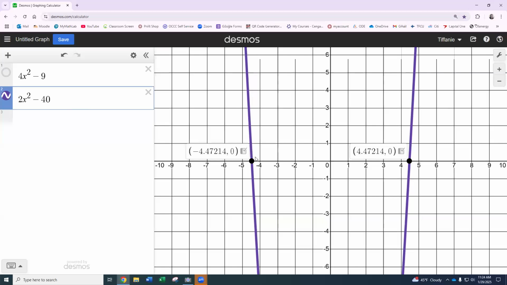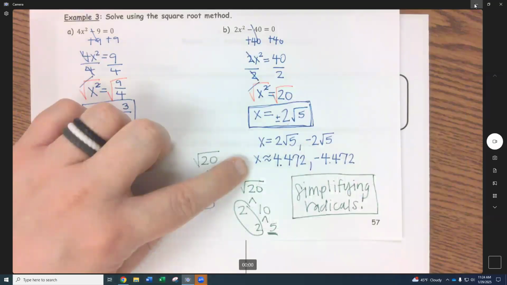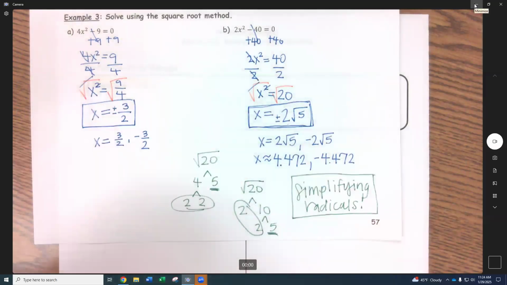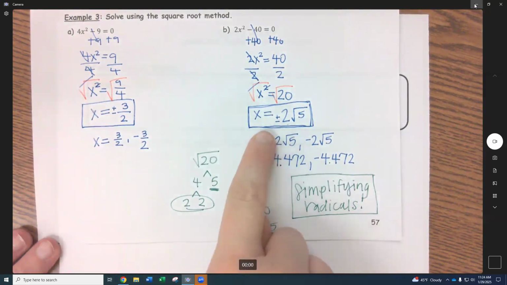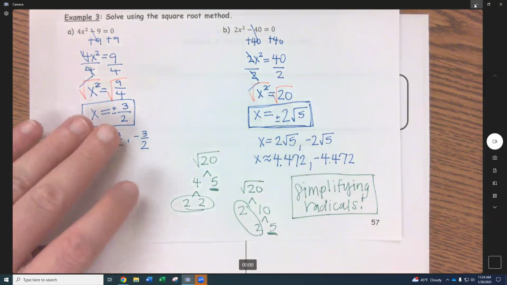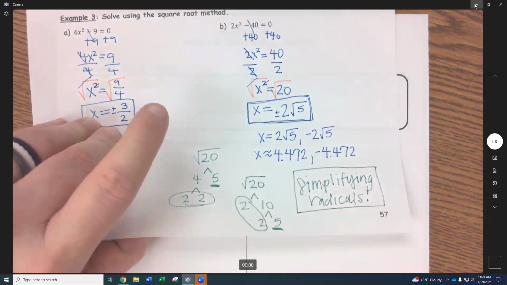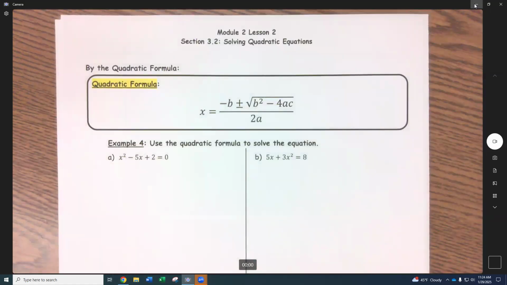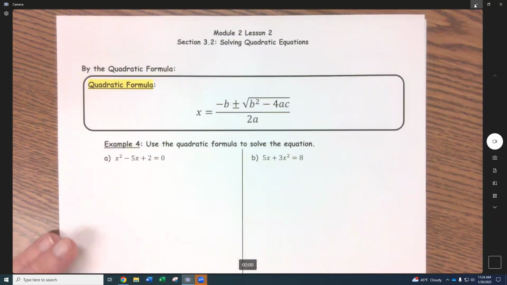The problem is in my math lab, it doesn't care about what the decimal is. In my math lab, it's going to want that plus or minus 2 square root 5. So you can use decimals to check, is that the same number? But you cannot just get your answer from decimals. So that is why we are learning this method. Okay, so back to the quadratic formula.